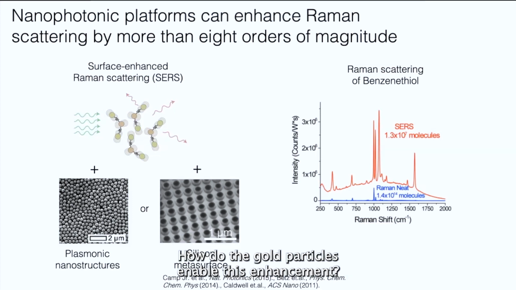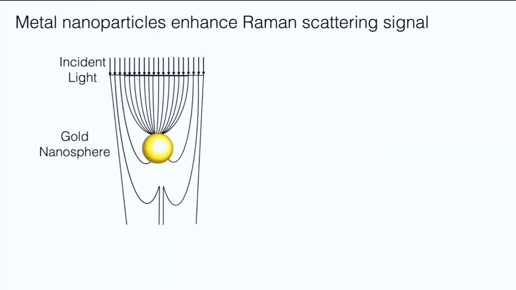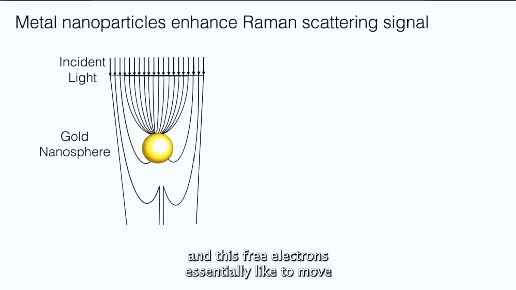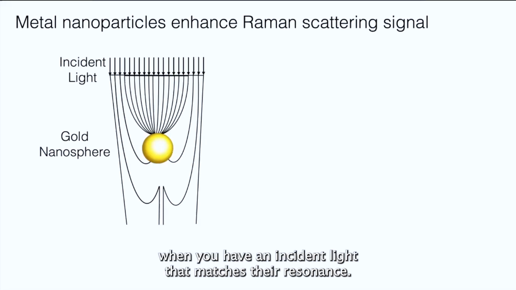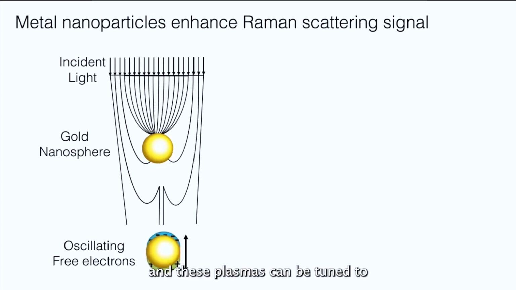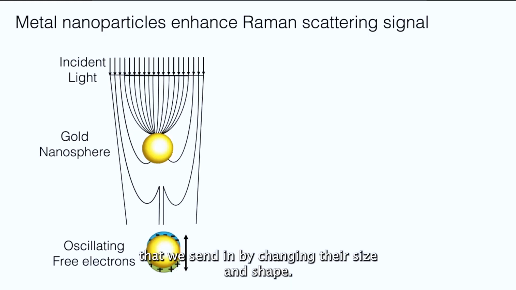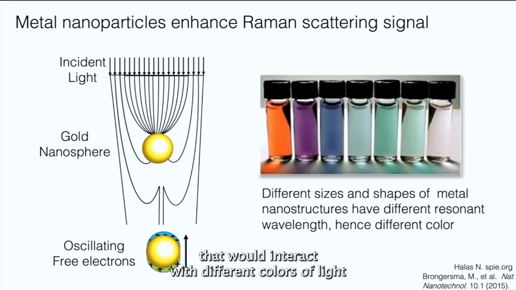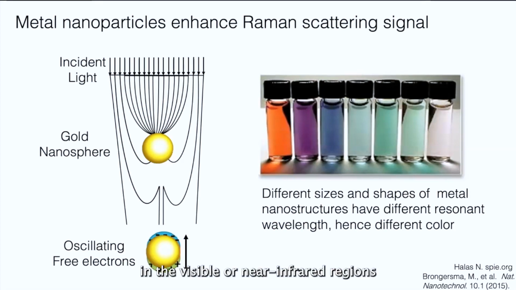How do the gold particles enable this enhancement? Well, metals are metals because they have free electrons, and these free electrons like to move when you have an incident light that matches their resonance. So essentially they dance up and down, and we call these charged particles moving up and down plasmons. And these plasmons can be tuned to move based on the different wavelengths that you send in by changing their size and shape. And so you can have nanoparticles that interact with different colors of light in the visible or near infrared regions.